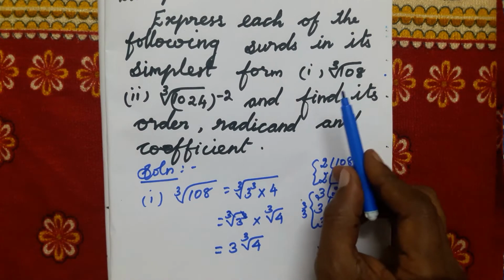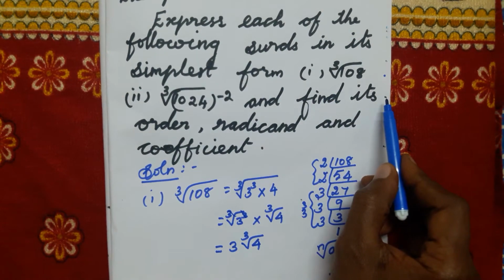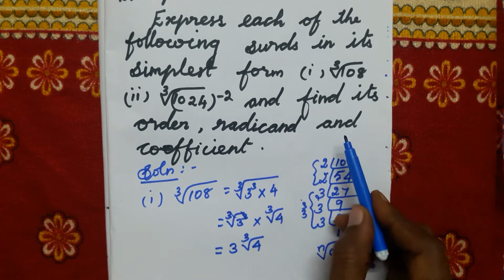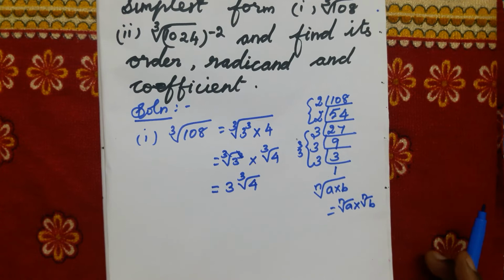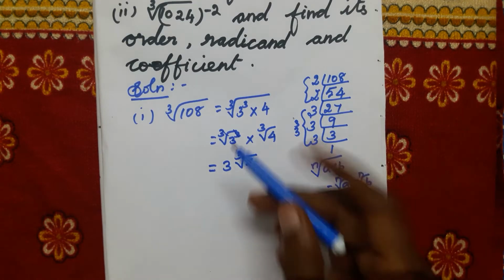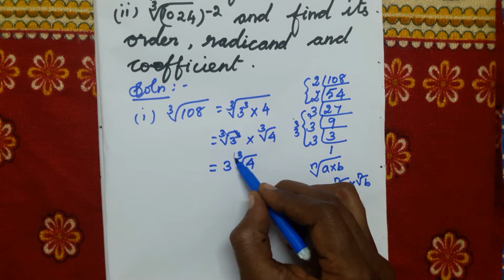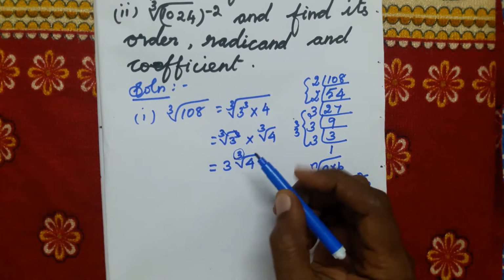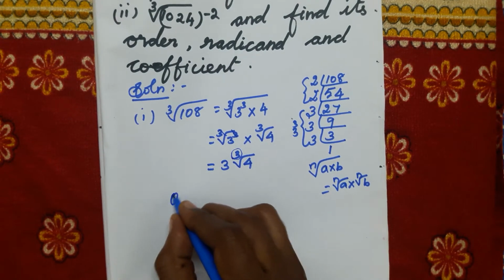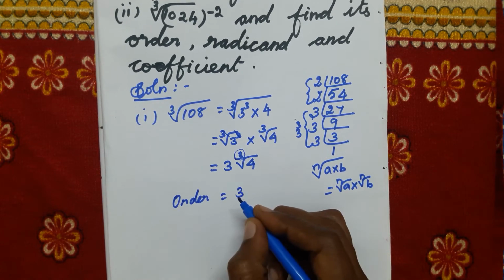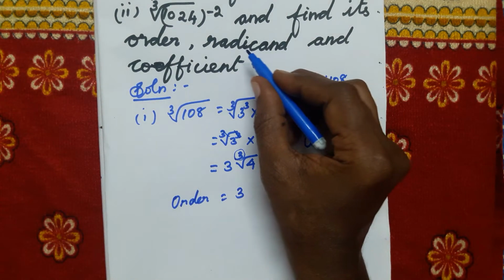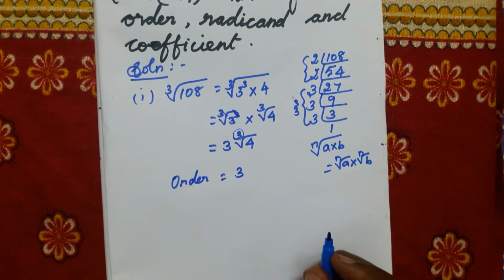Then the second part, what is the question? Find its order, radicand and coefficient. Order means what's the order here? Yes, 3. 3 is the order. Order is equal to 3. Next, what we have to find out? Radicand. What's the radicand?